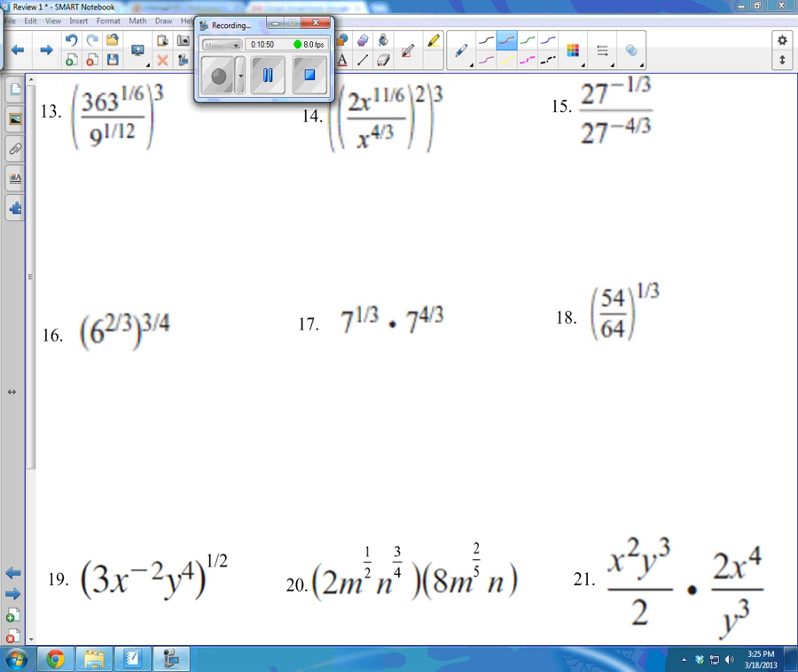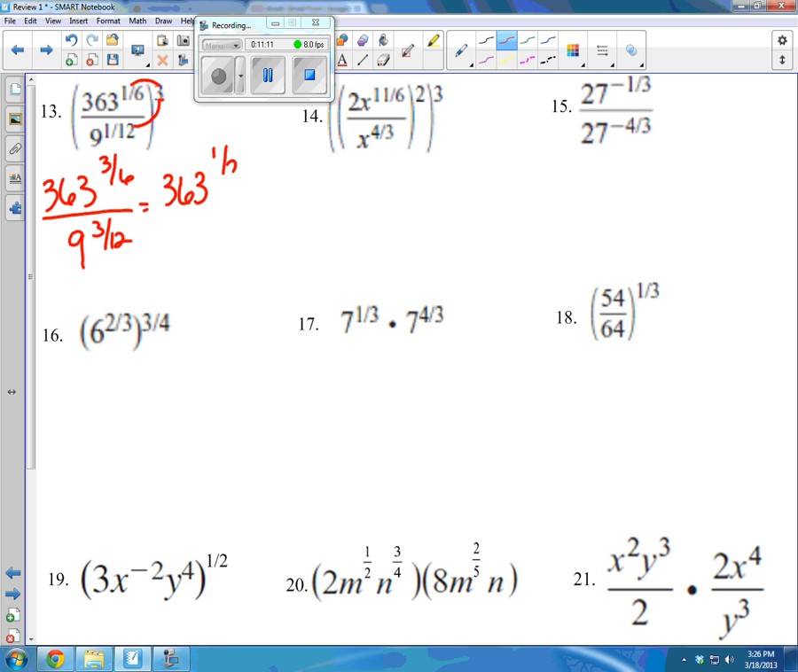All right, the main question I'm going to ask myself on this page is should I add, subtract, or multiply my exponents? So I'm going to start with the 13. I'm going to distribute my exponent in, and I'm going to multiply, which gives me 3/6, and on the bottom it gives me 3/12s. I'm now going to simplify those fractions to 1/2 and to 1/4, and that's it.